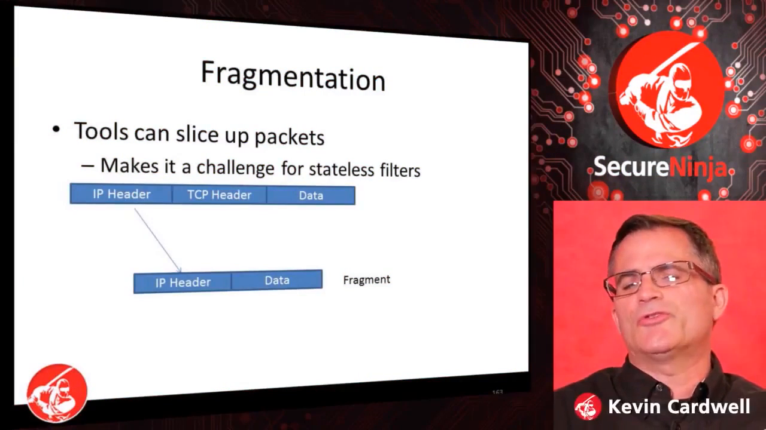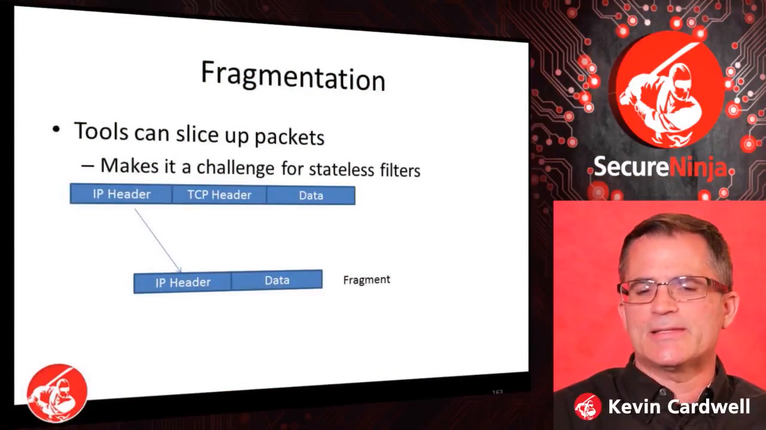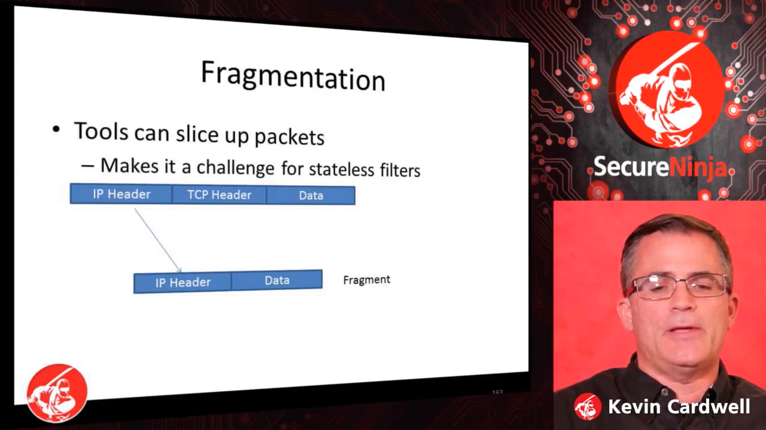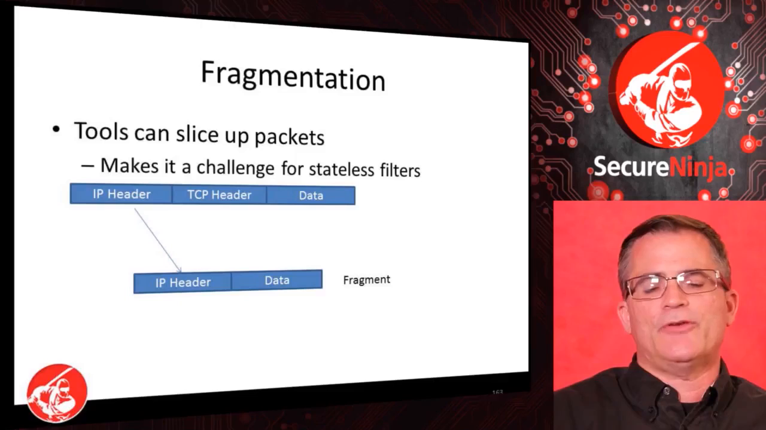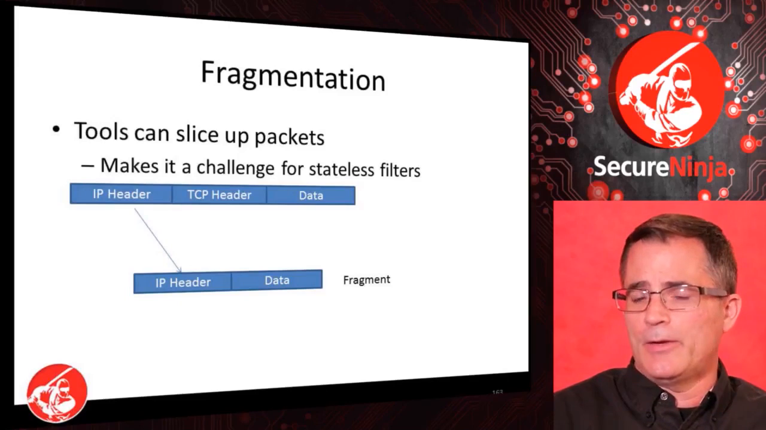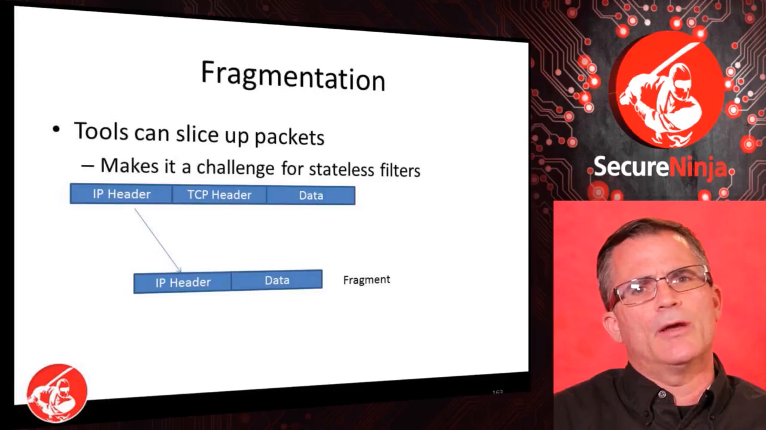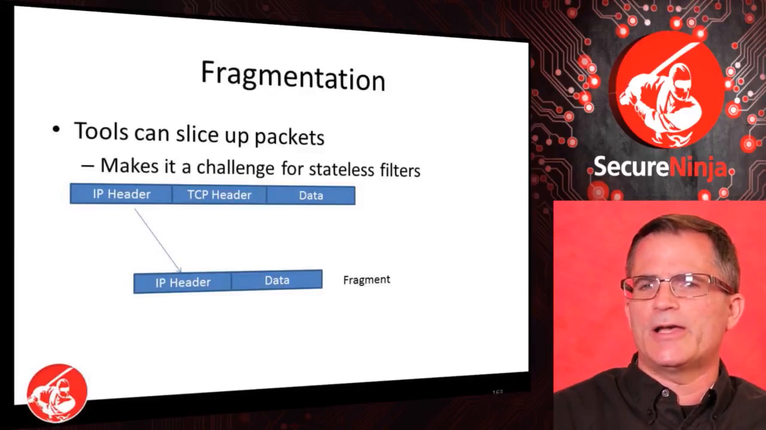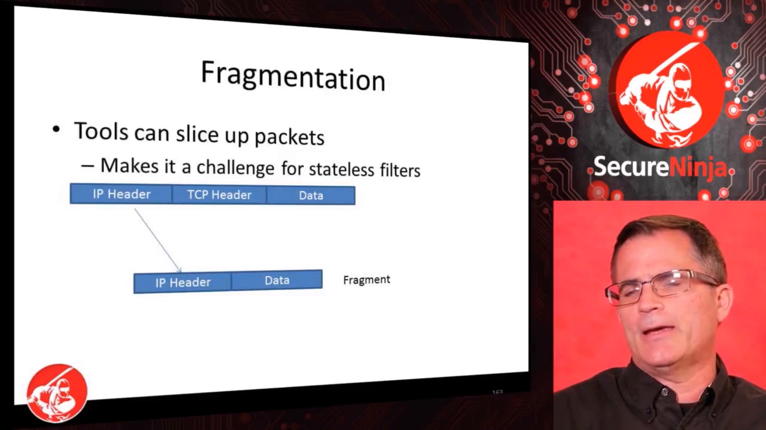Fragmentation. We can use a tool to slice up our packets. This makes it a challenge for stateless filters, because as you look at that first fragment, you've got the IP header, TCP header, and data, but look at the fragment. The fragment has the IP header. Where's the TCP header? There is no TCP header. The TCP header identifies what service to send the packet to. So without that, a stateless filter is lost.